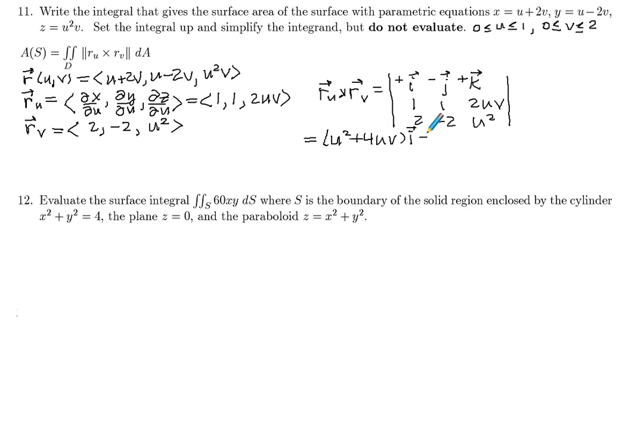Minus, that's this minus sign. And then we're going to take out the row and column for j. So 1 times u squared minus 2 times 2uv. So that's u squared minus 4uv times j. And then plus, take out the row and column for k, and we've just got negative 2 minus 2 there. So negative 4 k.